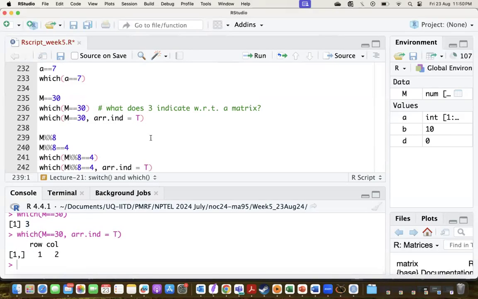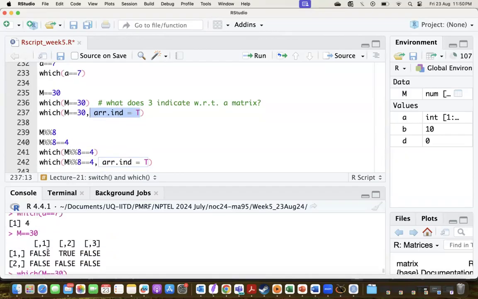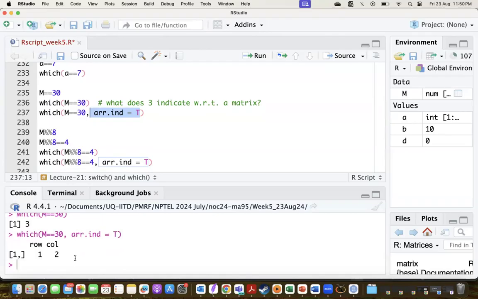Now, there is another argument in the which function which can sometimes be a little helpful. So that's called arr.ind, which is short for array index. When I write true for array index, it gives me this output. It shows me row 1 col 2. Now that is a little more understandable, right? Row 1 col 2. Again, this is just some extra information.